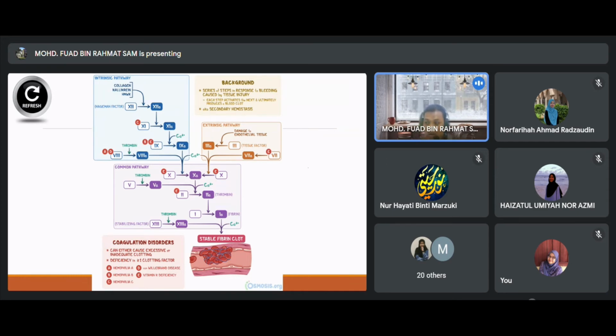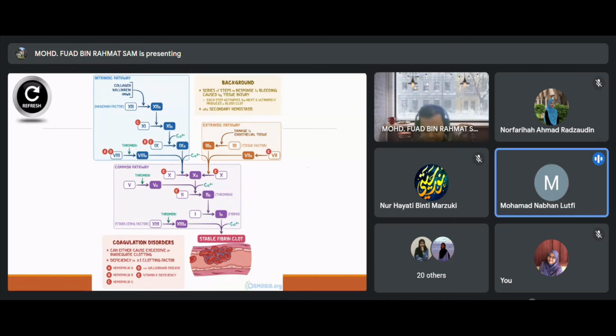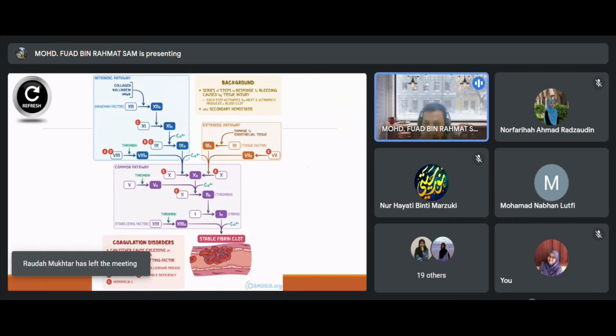Okay. Now, how about the intrinsic pathway? The one and only gentleman in this class beside me. Sorry, Doctor, can you repeat the question? Okay, my question is, can you name the coagulation factors under the intrinsic pathway?